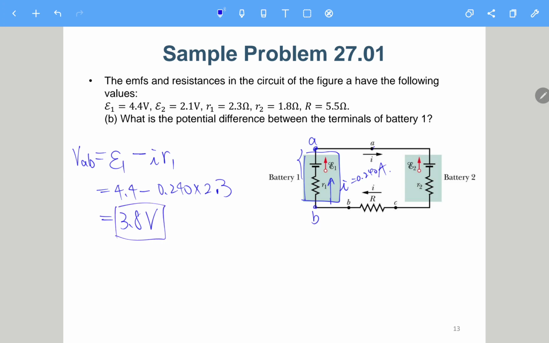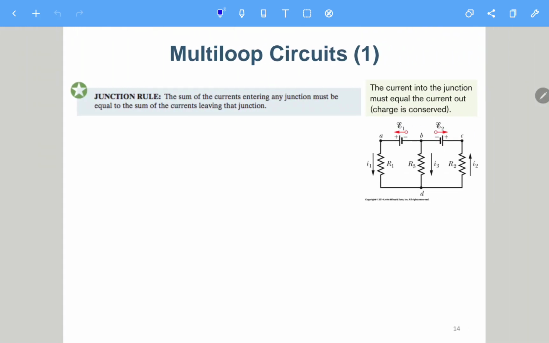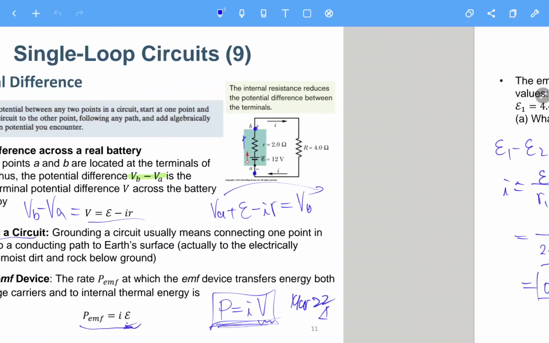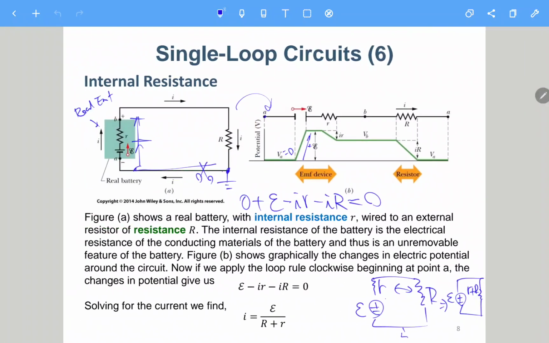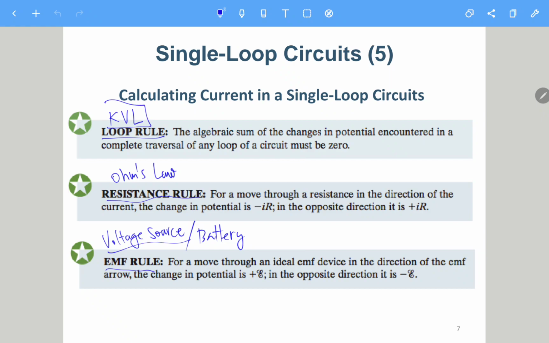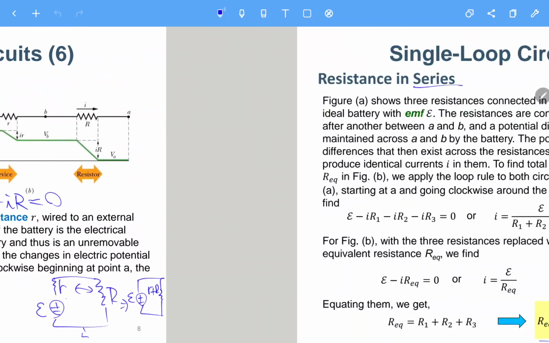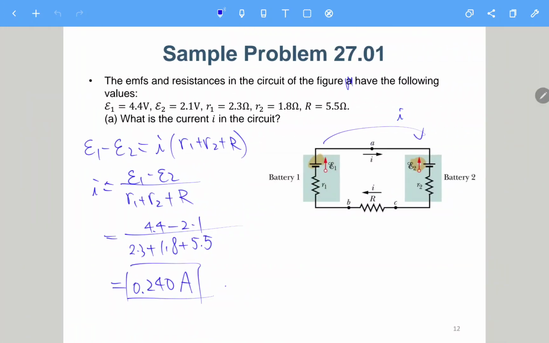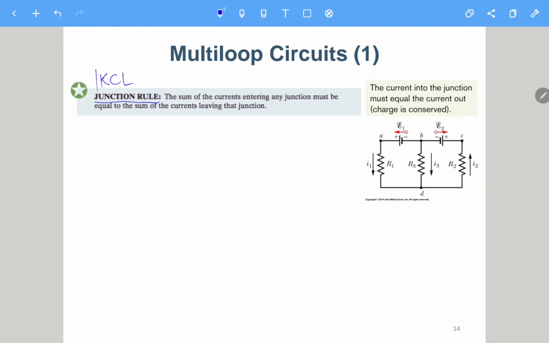So this question is really easy. Next we talk about the multi-loop circuit. Here in the textbook it is called the junction rule, but as I mentioned in chapter 26, I call it KCL, Kirchhoff current law. Previously we have another one called KVL, the loop rule. And then we also have the Kirchhoff current law.